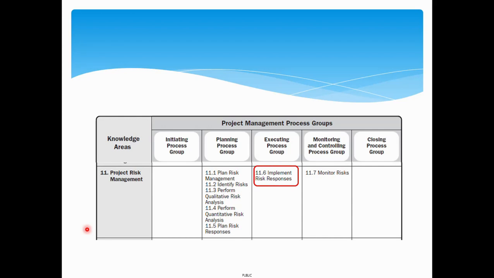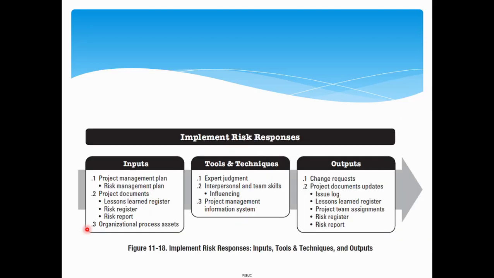We can quickly go through. I mean, the other two are pretty easy. Implement the risk responses. Once you, as a project manager, know what risk responses to apply for each and every risk when they trigger, it's a matter of implementing these risk responses that you have already identified during the executing process. So nothing much to explain on that.